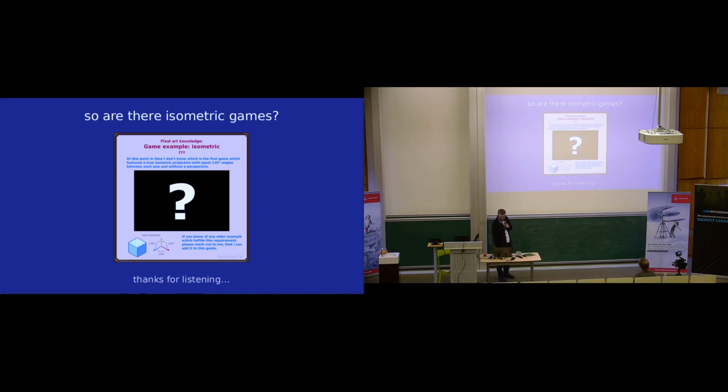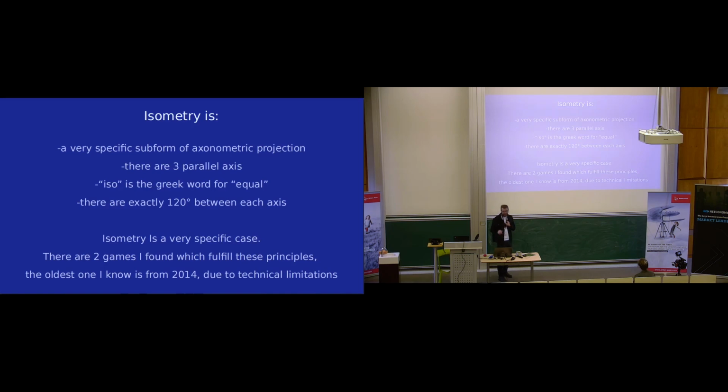Oh, I forgot one thing. I didn't give you the overall overview. So sorry, I'll give you one now. Isometry is a very specific subform of an axonometric projection. There are three parallel axes. Iso is the Greek word for equal. There are exactly 120 degrees between each axis. It's a very special case.